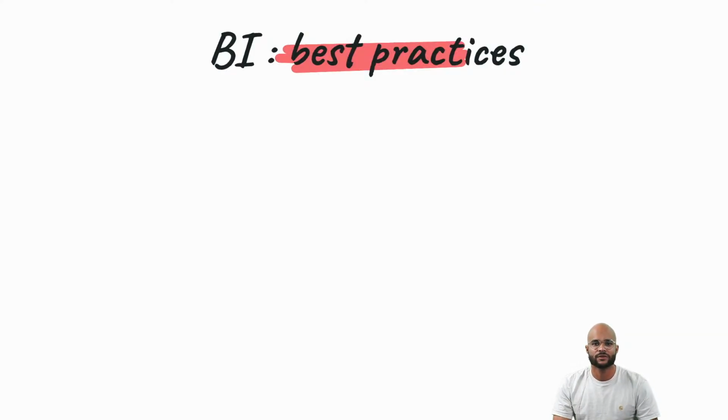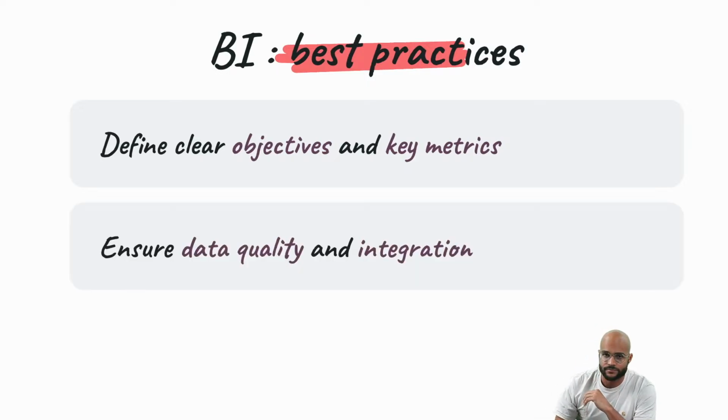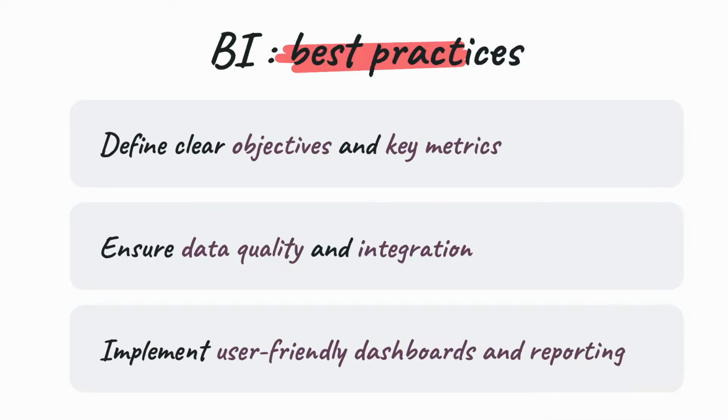So let's begin. Concerning the BI, I summed up three best practices. The first one is, of course, to define clear objectives and some key metrics to go along with that. In the next slide, we will define those objectives together. The second one will be to ensure data quality by having clean and standardized data, and of course the integration by gathering information from all over the software. And finally, the goal will be to implement user-friendly dashboards and reporting, and make sure those dashboards are customizable and display good insights.